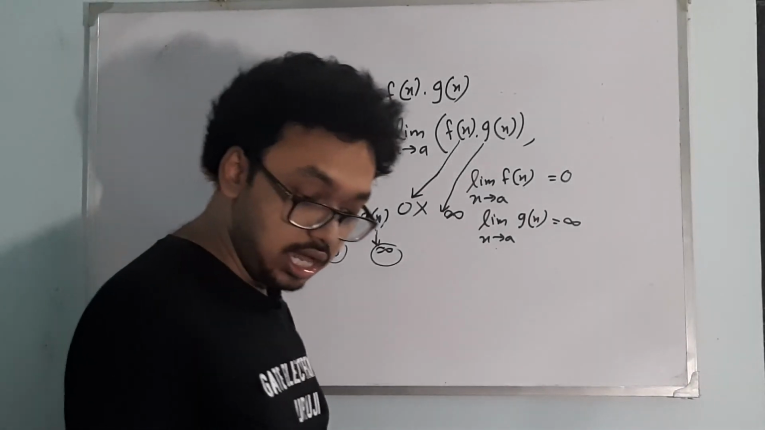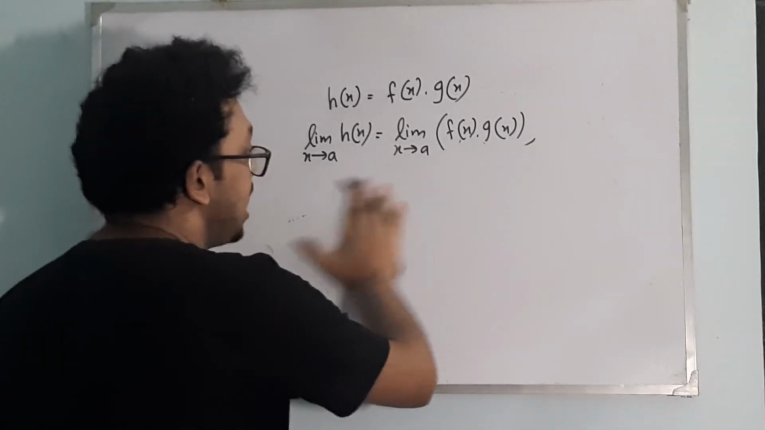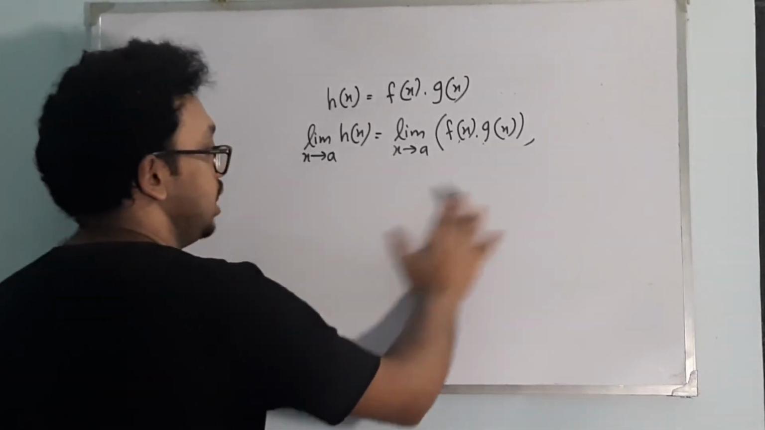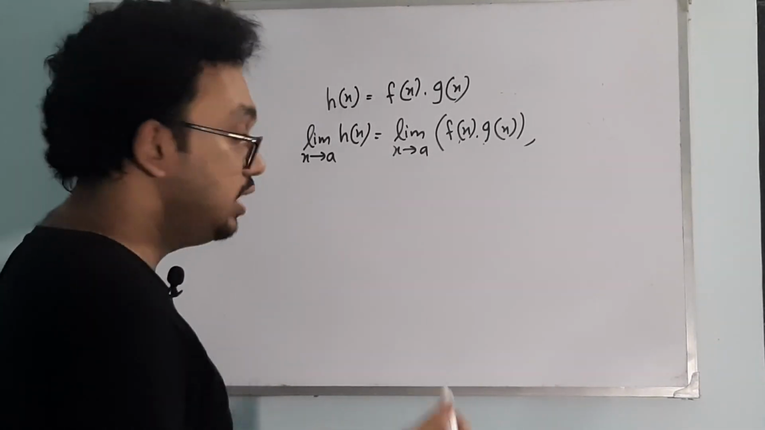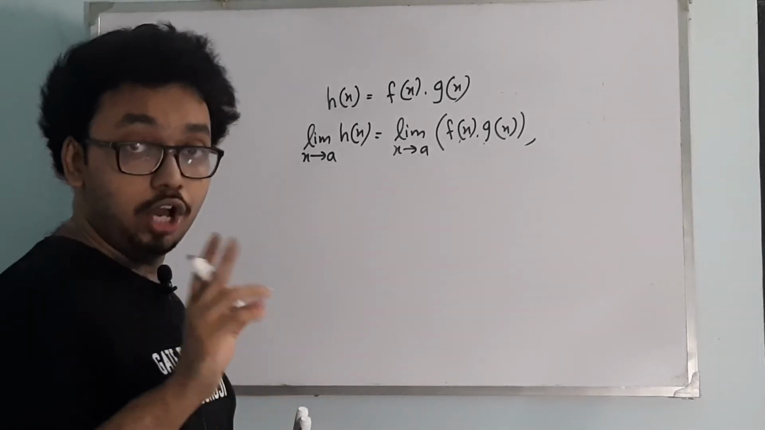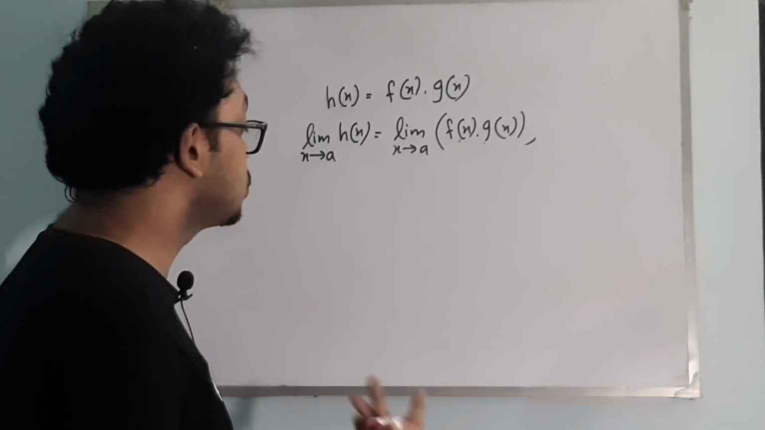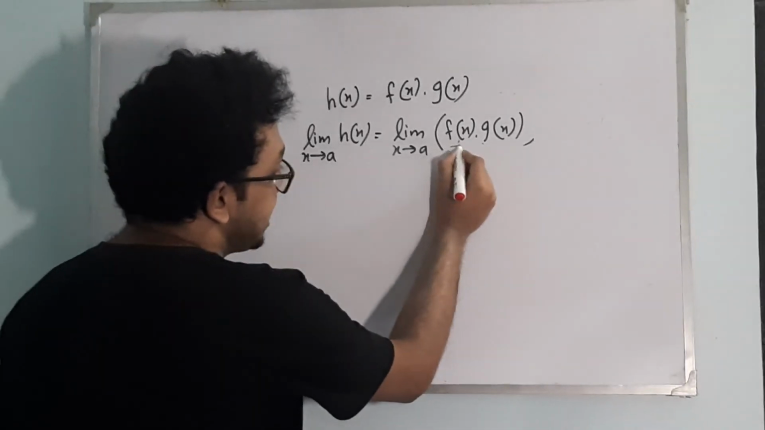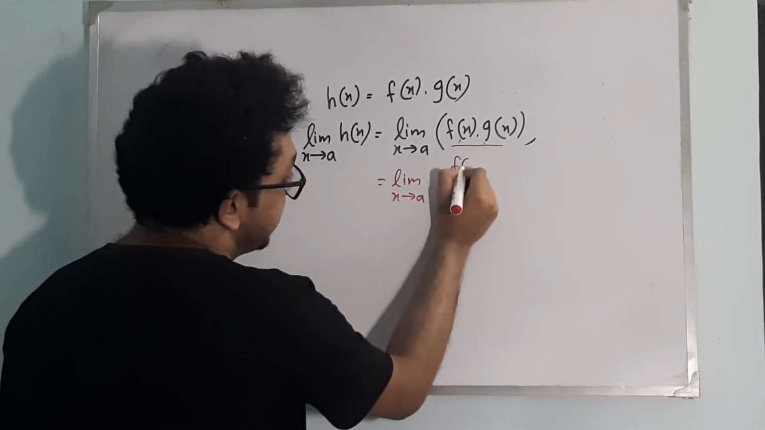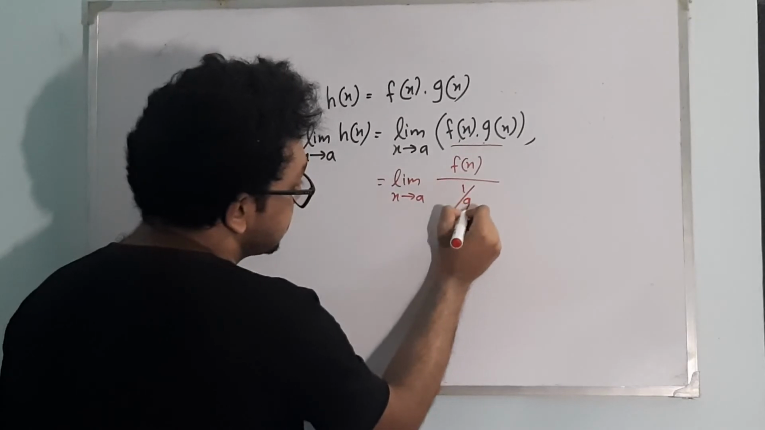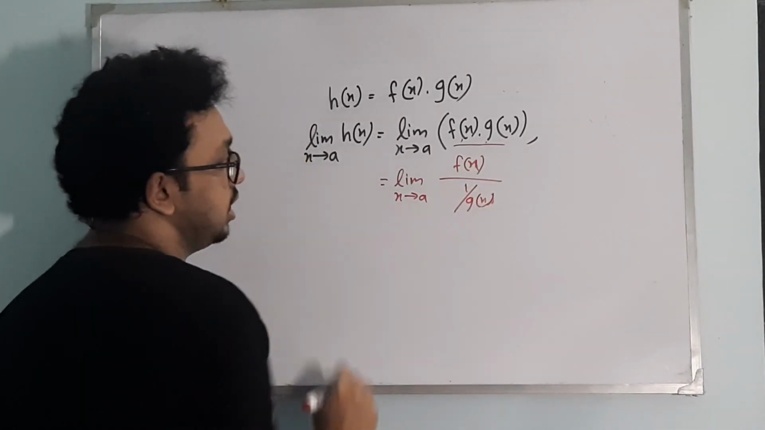Now the question is how to solve this kind of problems, right? We learned why 0 into infinite is an indeterminate form. Now we'll discuss how to solve this problem. See, I can write this as the limit of x tending towards a of f(x) divided by 1 by g(x). Clear? I can take this g(x) in the denominator.